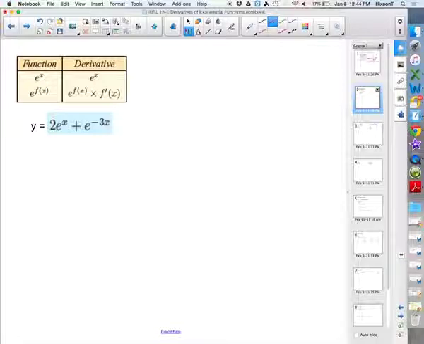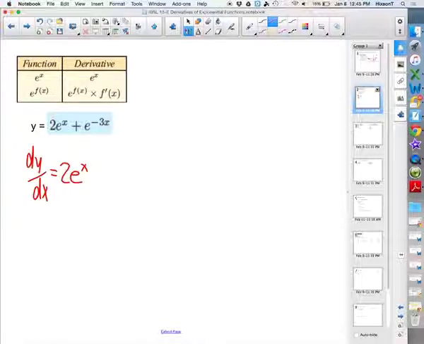So let's think this one through. If I want to find dy/dx for 2 times e to the x plus e to the negative 3x, here it's just a constant multiple. So what's the derivative of 2e to the x going to be? Yes, 2e to the x. The derivative of 2e to the x is 2e to the x.